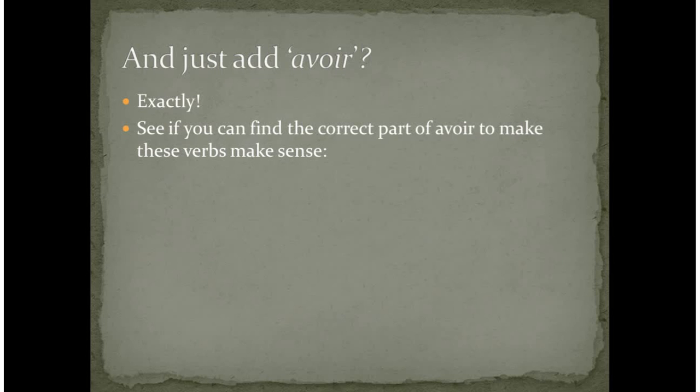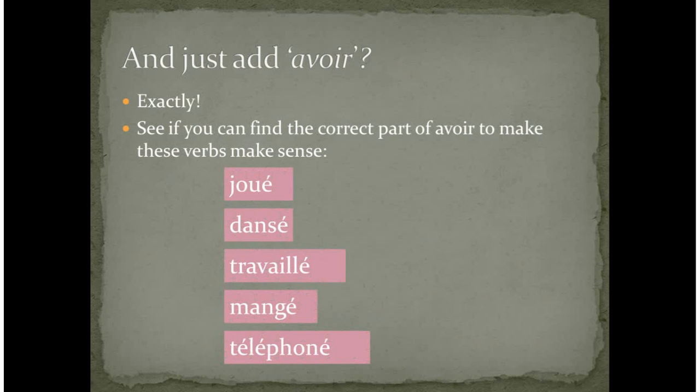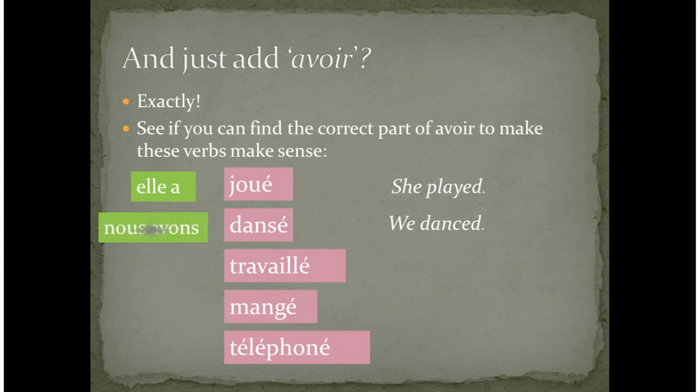So let's see if you can make these make sense. I'm going to show you the past participles. I want you to see if you can write down "she played". Think about which part of the verb avoir goes with she. Your answer is elle a joué. So, we danced is nous avons dansé.